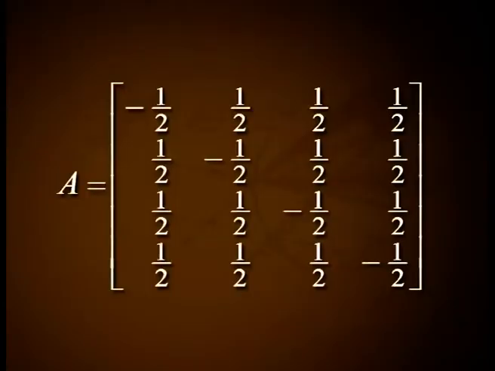Example 2: show that the matrix A equals the matrix with rows (-1/2, 1/2, 1/2, 1/2), (1/2, -1/2, 1/2, 1/2), (1/2, 1/2, -1/2, 1/2), (1/2, 1/2, 1/2, -1/2) is orthogonal. Also find its eigenvalues. Solution.